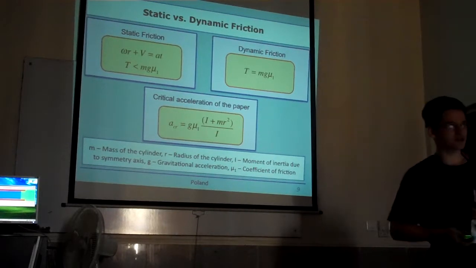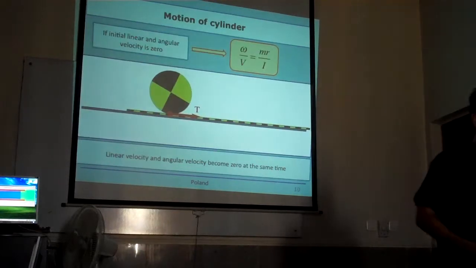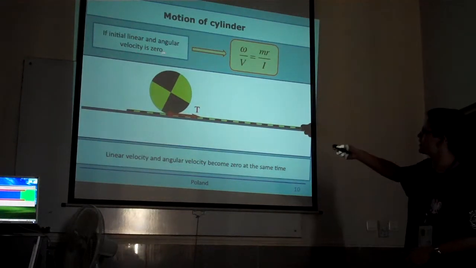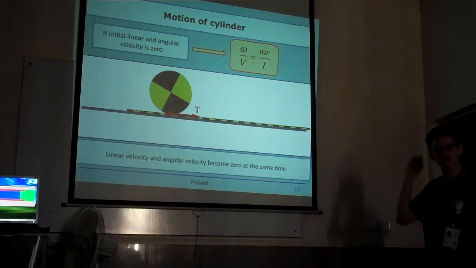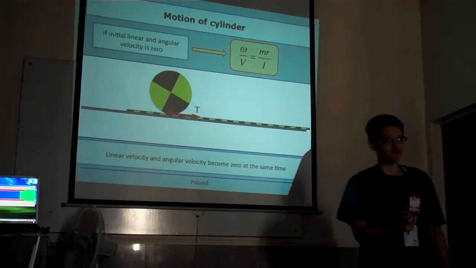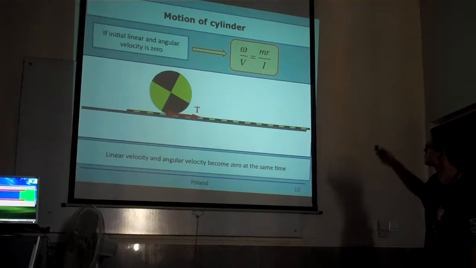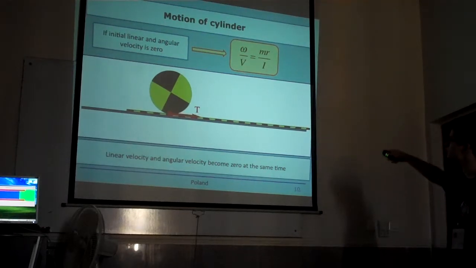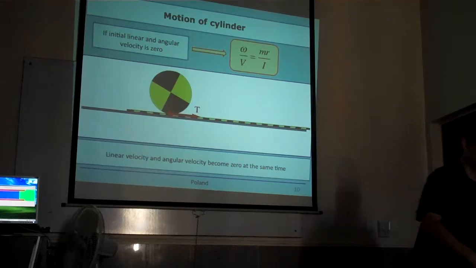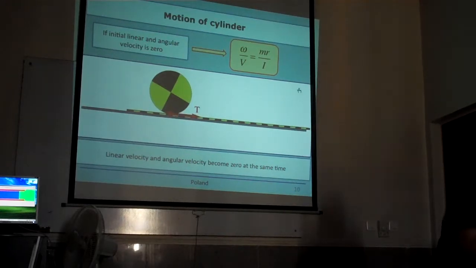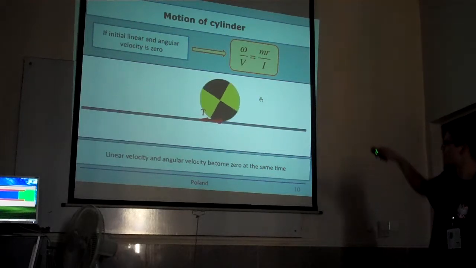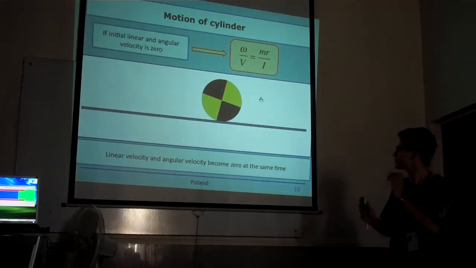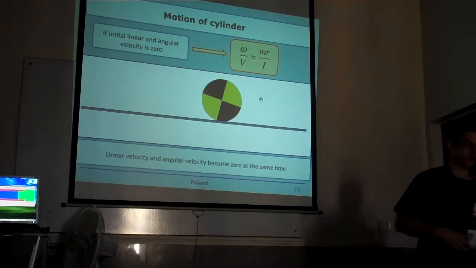By solving this system of equations, we can derive many conclusions. For example, if we assume that initially linear and angular velocity of our cylinder is 0, then the ratio between angular and linear velocity stays constant, independent of type of friction or friction coefficient. And it's equal to mass times radius of the cylinder divided by moment of inertia due to symmetry axis. Knowing this, we can show that when the paper is pulled out, the linear and angular velocity becomes 0 at the same time. When the cylinder comes to rest, it also loses its angular velocity.